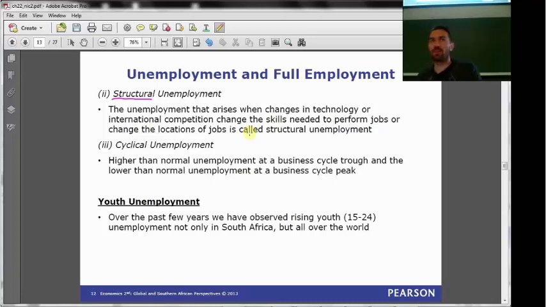You with me? You have a problem. You can't just quickly go and get another job. You will have to go back to school, go and get training in something else, get skills in something different that the marketplace wants in order to be rehired. You are then structurally unemployed. In other words, given your current skill sets, you're not going to be employed.